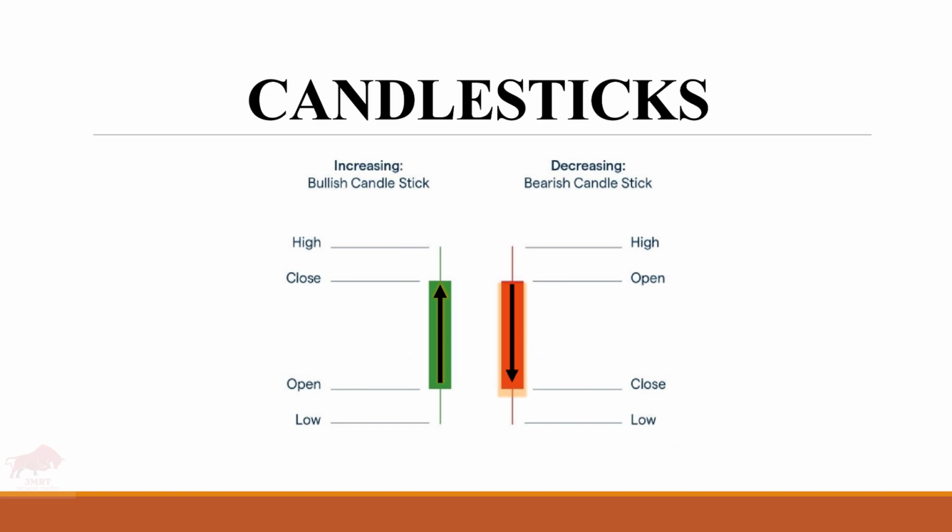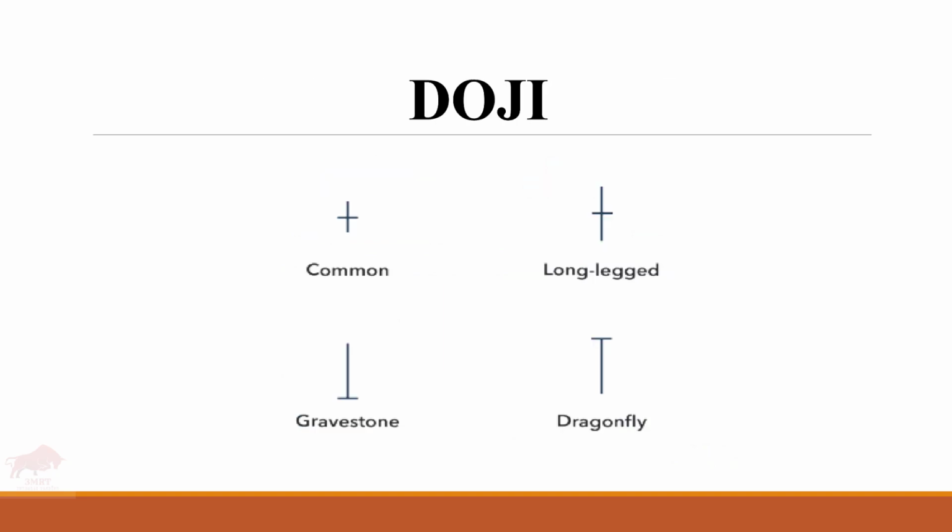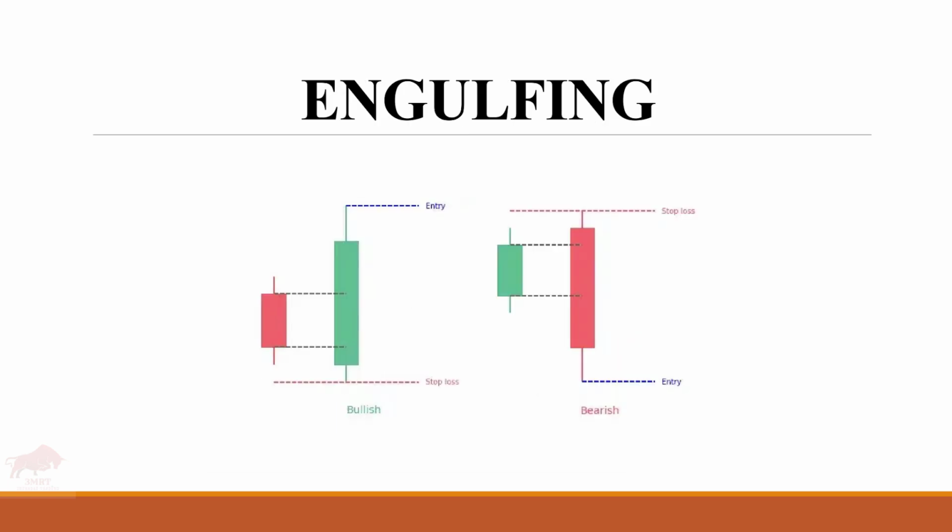Candlestick patterns are formed by the arrangement of multiple candlesticks and provide valuable insights into the market psychology and potential reversals. Patterns such as doji, hammer, engulfing, and shooting star are widely watched by traders for their predictive significance.